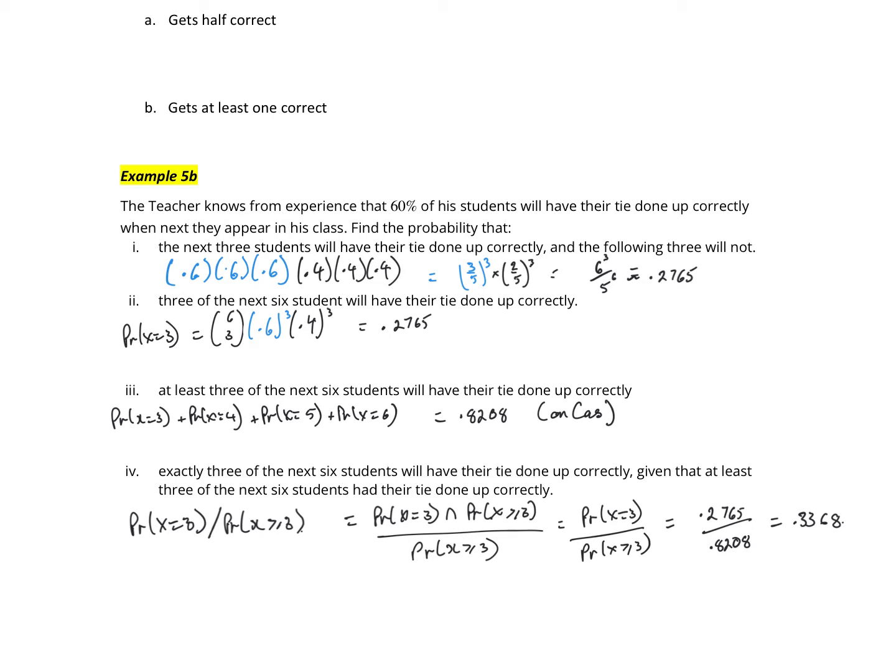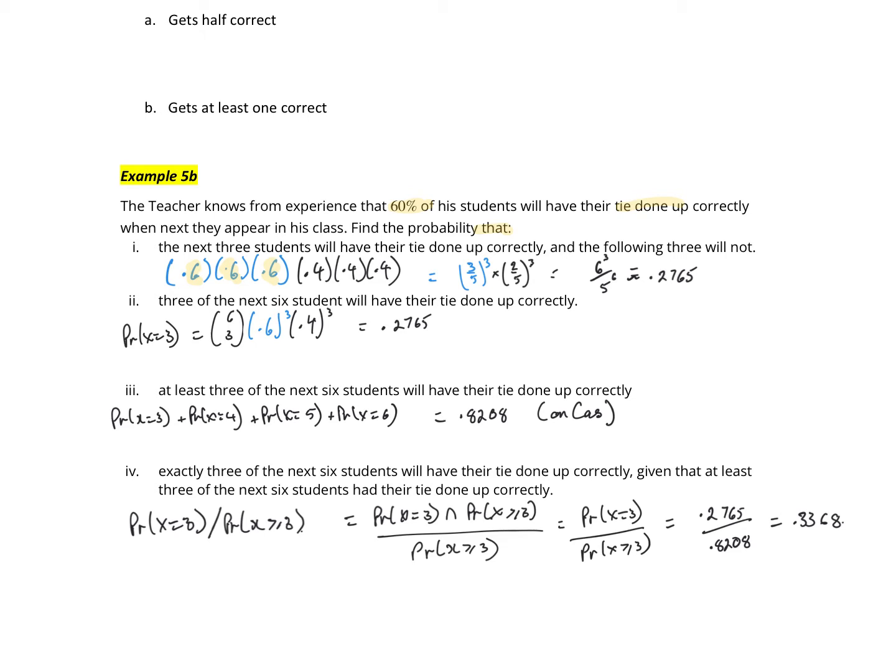Okay, so if the teacher knows from experience that 60% of his students will have their ties done up correctly when next they appear in his class, find the probability of that. I'll settle for 60%. All right, the next 3 students will have their tie done up correctly and the following 3 will not. So if the next 3 students all have their tie done up correctly, that's just 0.6 by 0.6 by 0.6.